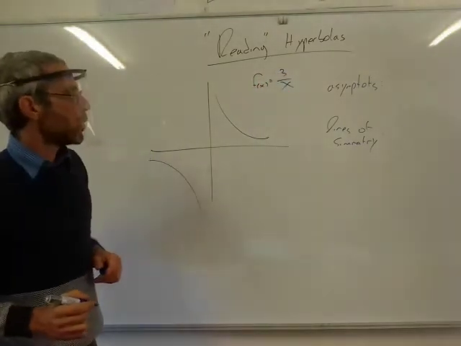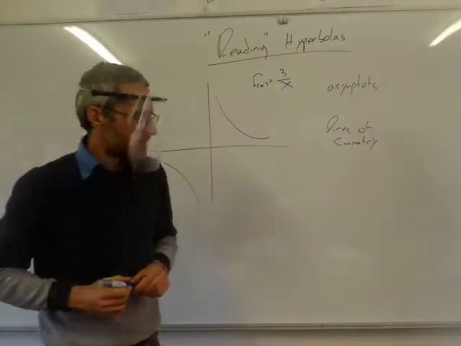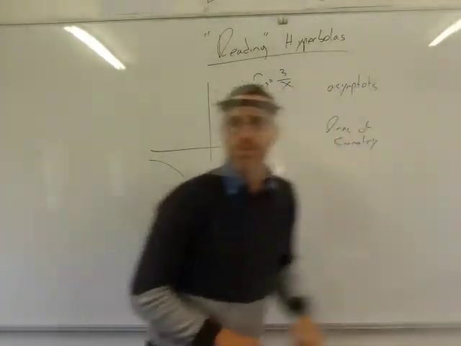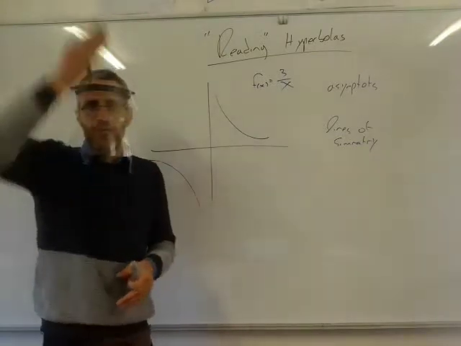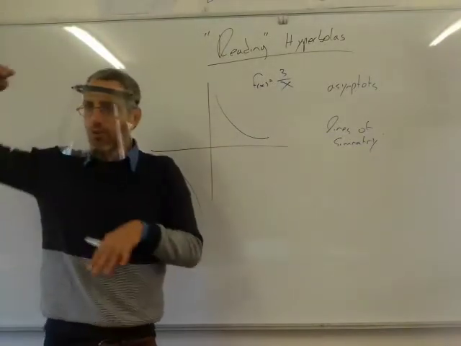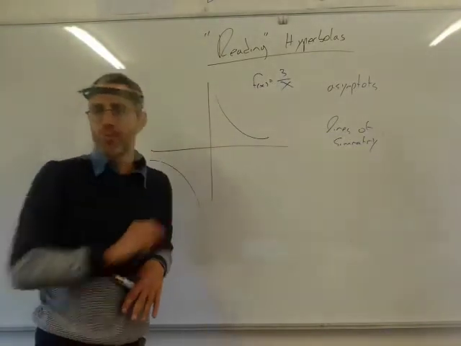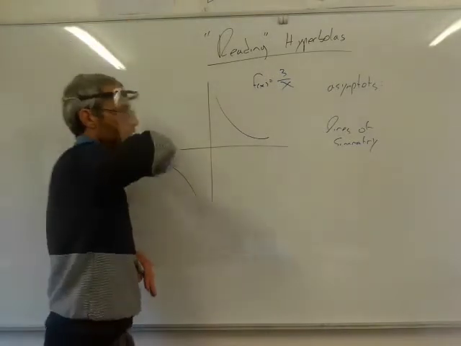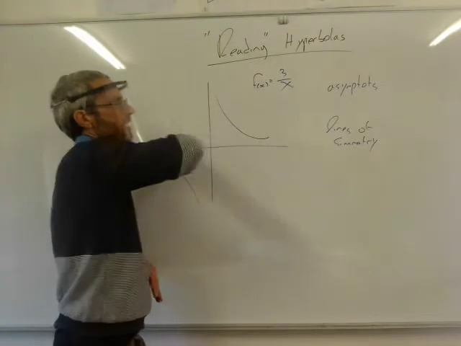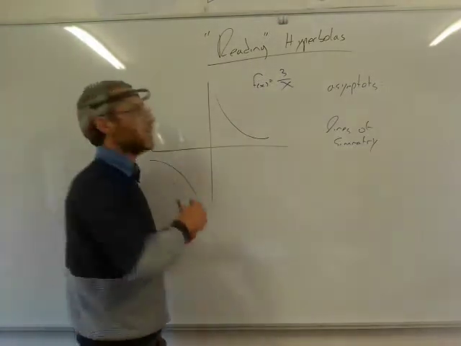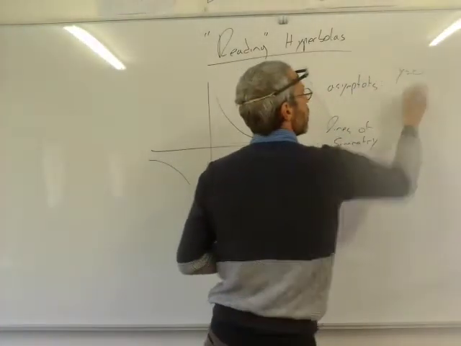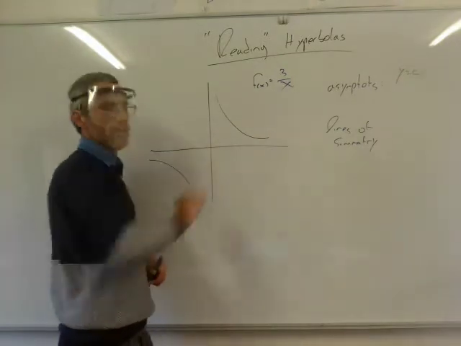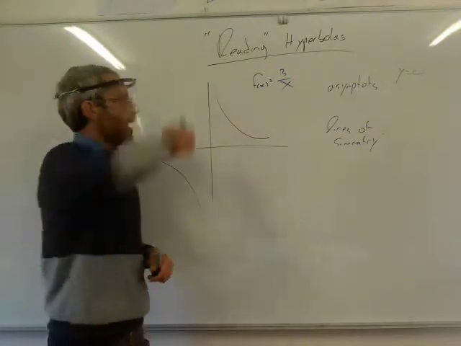Okay? So let's remind ourselves, what are the asymptotes? The asymptotes are these vertical and horizontal lines that the graph always gets closer and closer to, but never reaches. Let's start with horizontal, that's easier. What's the horizontal asymptote in this case? Okay, y equals 0. That's the horizontal. Vertical, x equals 0.